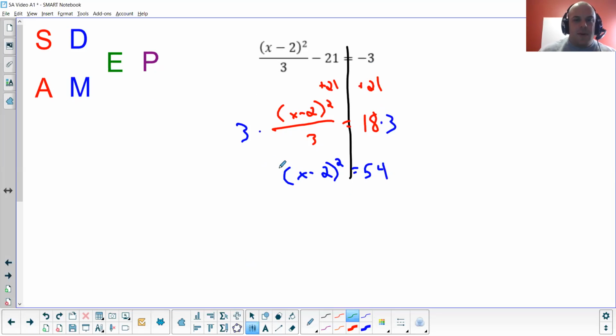Next step, exponents. Remember, it's locked up. You've got to let them out. In order to let them out, we square root both sides. So I now have x minus 2 equal to the square root of 54.